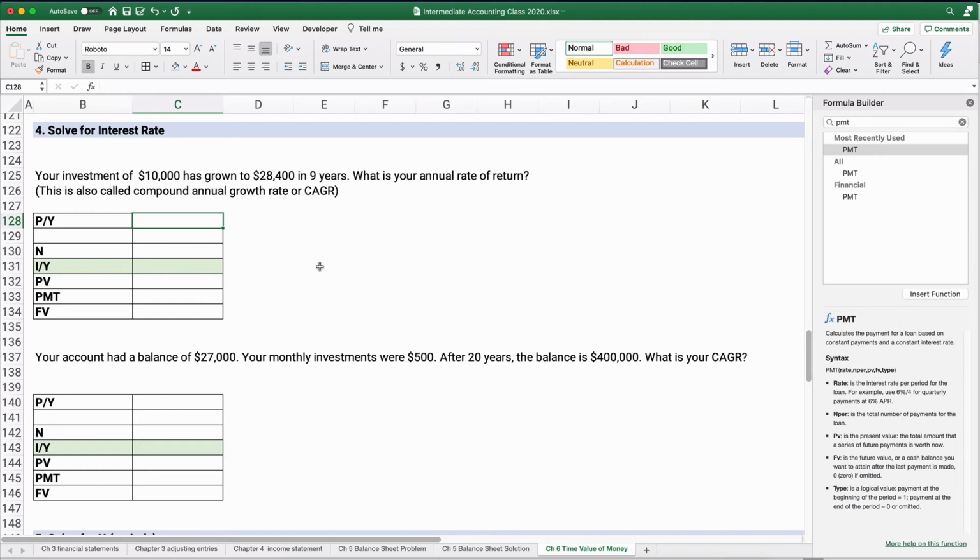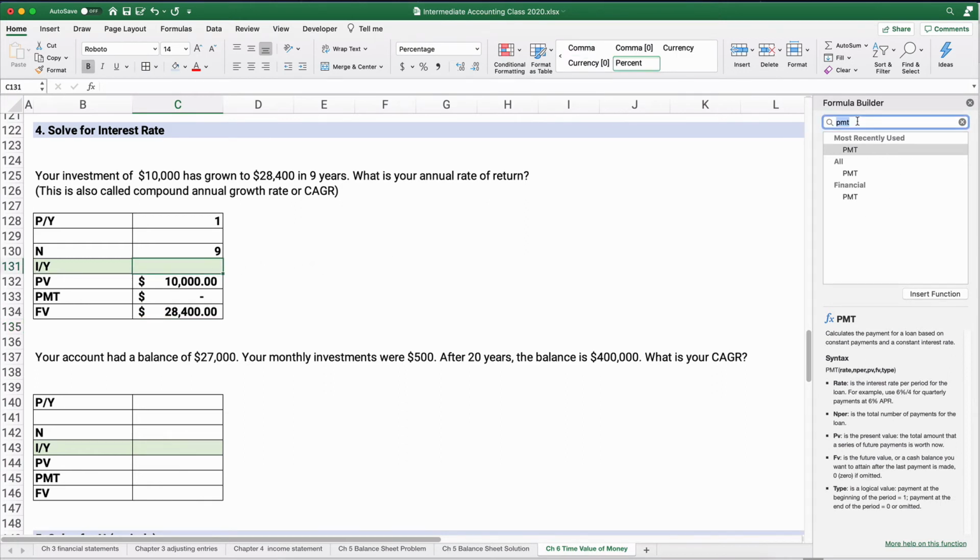This is also called the compound annual growth rate, or CAGR. We call it CAGR. So the periods per year is 1. The number of periods is 9 years. The interest we do not know. Present value was $10,000. Payment was 0. We did not add to the account, and it grew to $28,400. So we're going to solve for the interest rate.